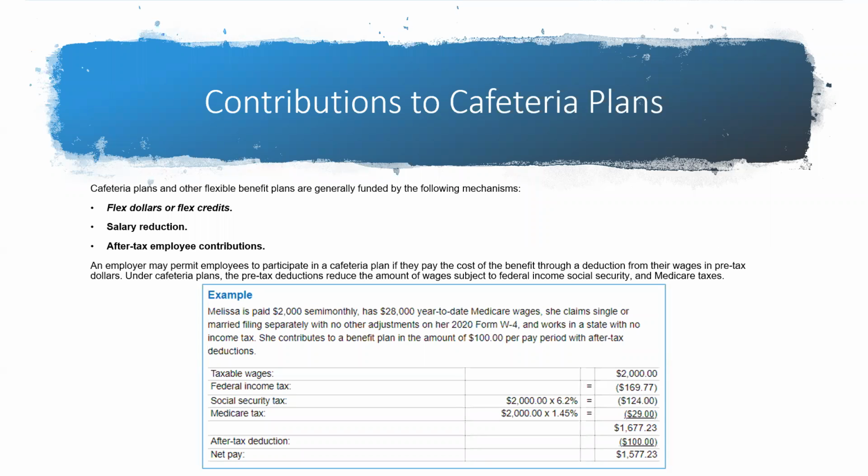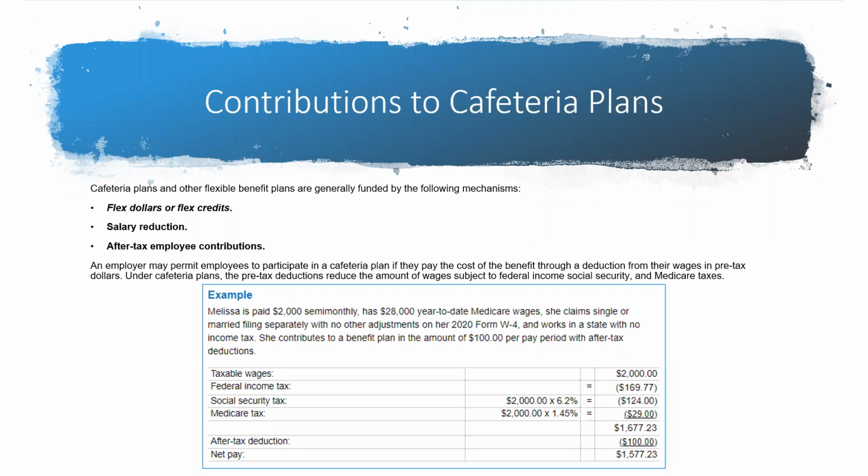This example here shows how to calculate the net pay with an after-tax deduction. You'll need to be familiar with how this net pay calculation works for both the after-tax and the pre-tax calculation. The important key to note here is where it actually appears in this calculation. So you can see your taxable wages, because Melissa is paid $2,000 semi-monthly, has $28,000 year-to-date Medicare wages. She claims single or married filing separately with no other adjustments.